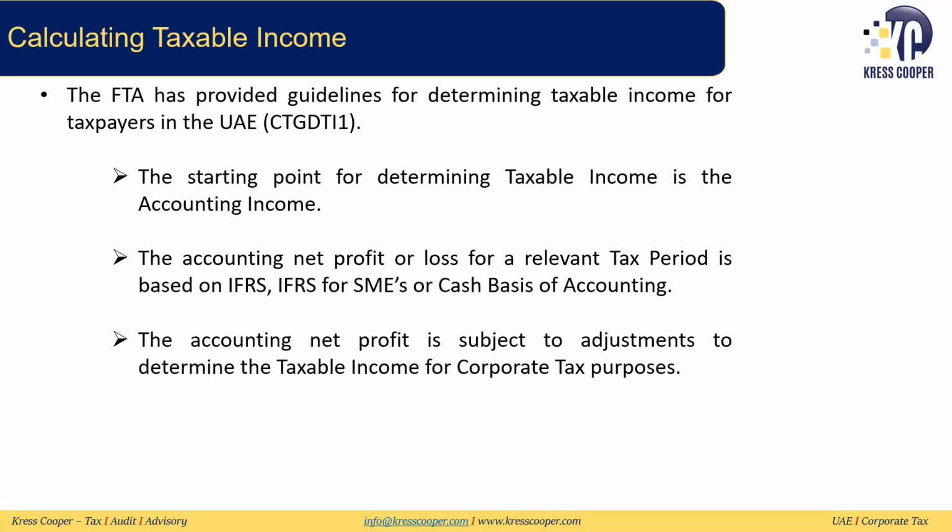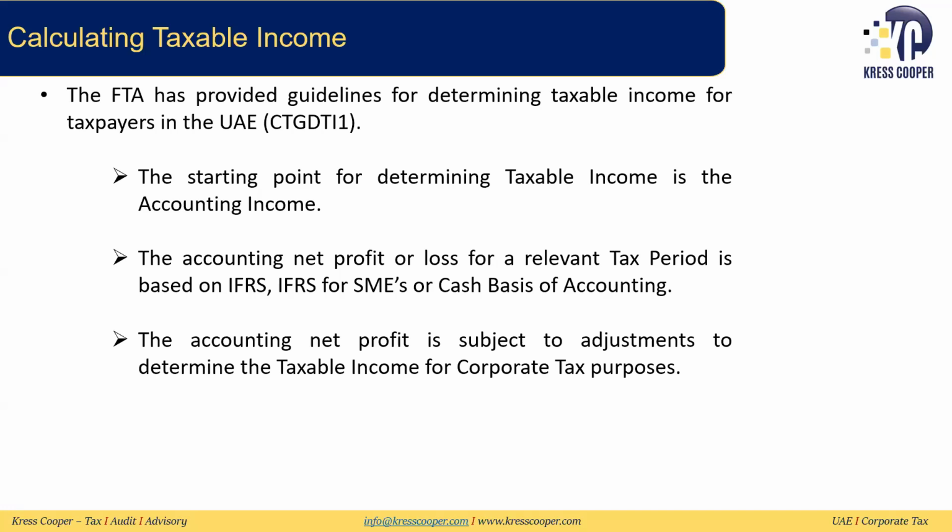The tax authorities take these financial statements, which are audited and prepared according to where your revenue lies and what applies to you. They take this accounting income, and then only the adjustments as per law need to be made on that, and then we arrive at our taxable income.